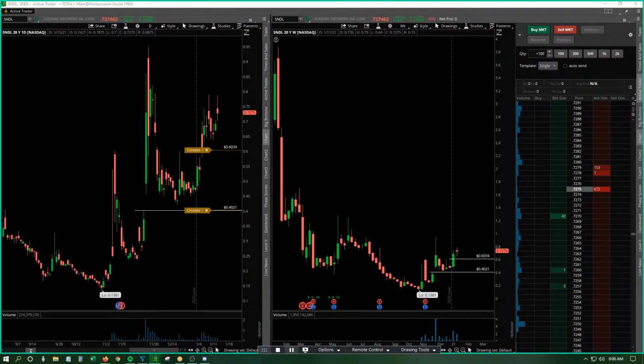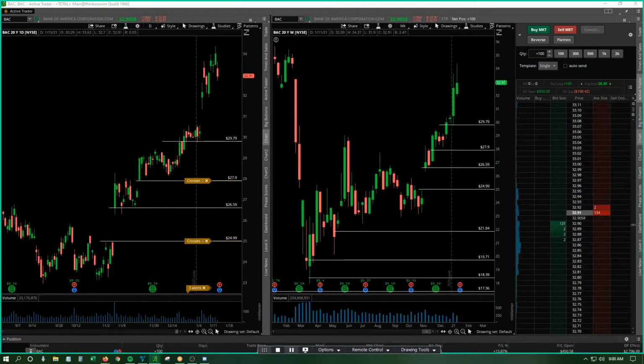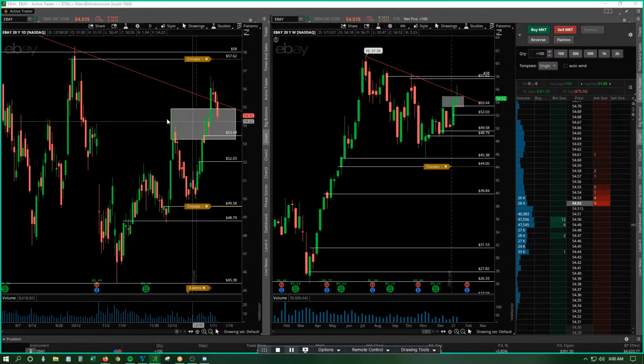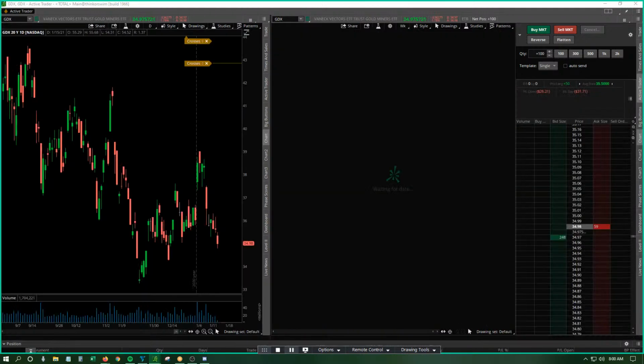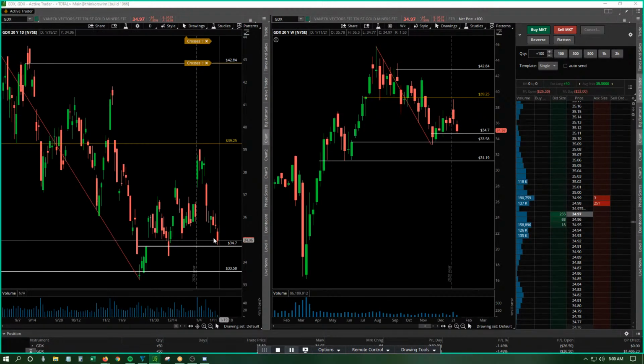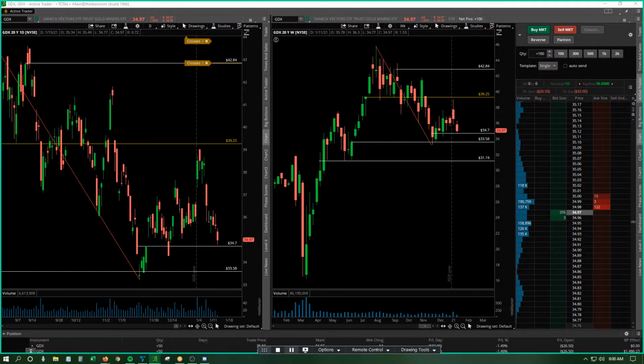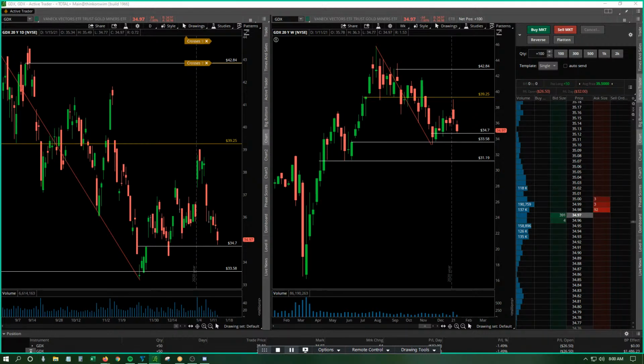VIX is getting a nice pop. Hedges, not too bad. Banks pulling back. eBay pulling back. Oh, right into this area that we were talking about, this 54.5. Gold is still making its way lower. What's the dollar doing? Dollar's rallying. Intel.